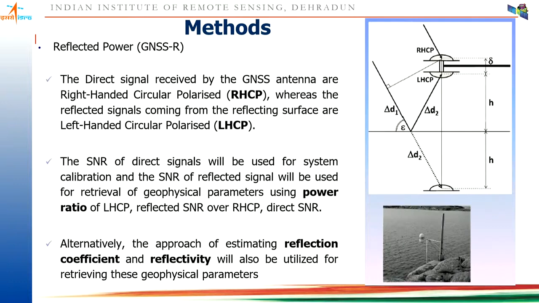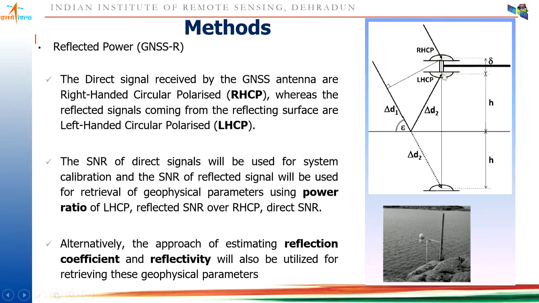We have two basic concepts here. One is GNSS reflectometry, and another is GNSS interferometric reflectometry. In reflectometry, what will happen? There will be two receivers. One will be receiving the right-handed circular polarized signals coming directly from the GPS satellite, and another one will be receiving the reflected signals coming from the surface. The reflecting surface signals are left-handed circular polarized.